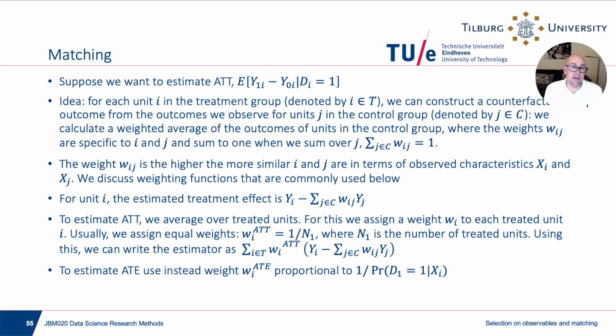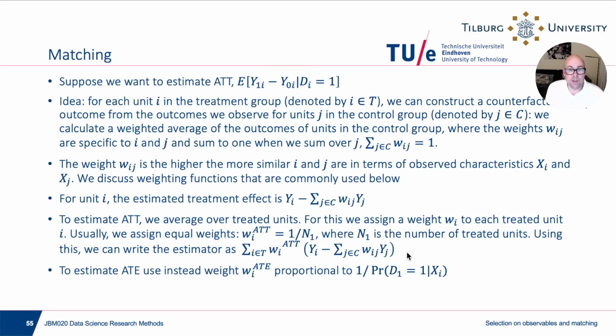Second step is we average over treated units I. And for this, we assign another weight to unit I, so that would be Wi, and usually we just give equal weight to each I. So that would be, here I've written this as WIATT for the average treatment effect on the treated. That would simply be 1 over N1, where N1 is the number of treated units.